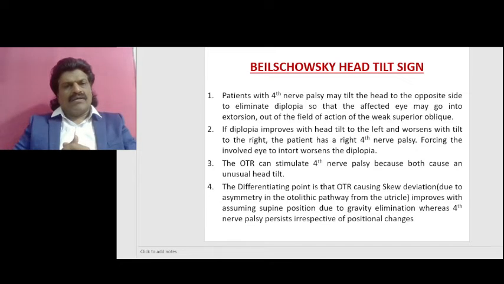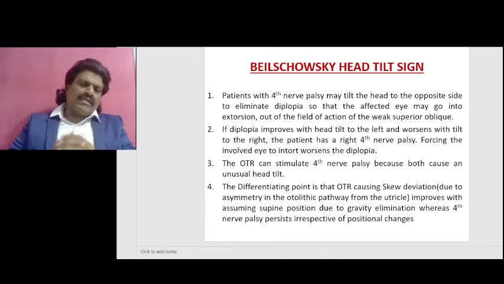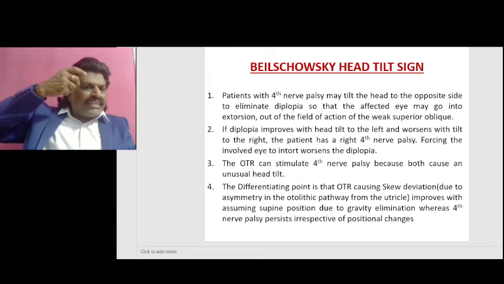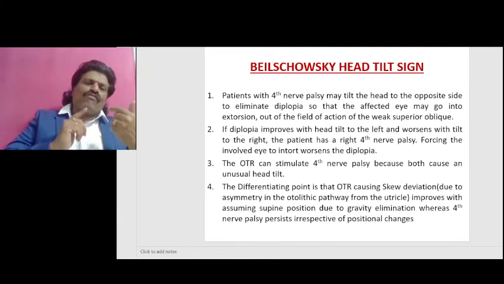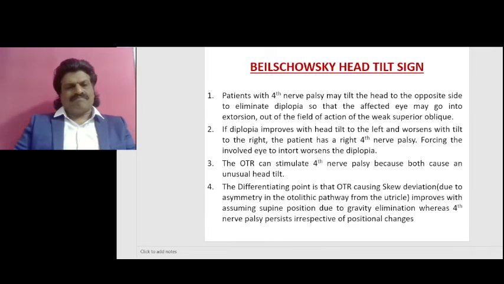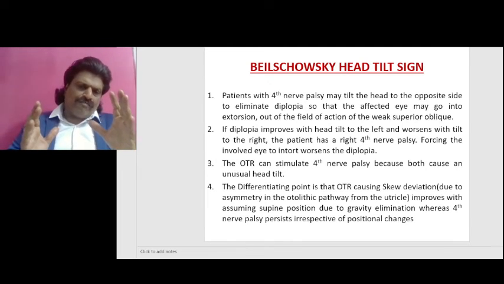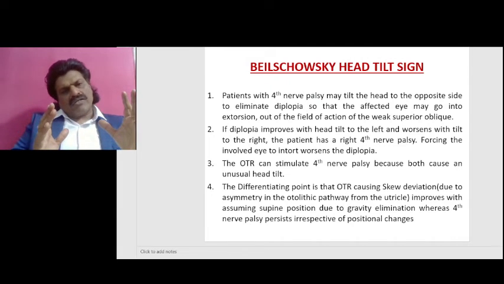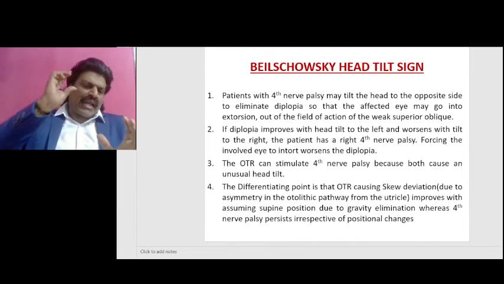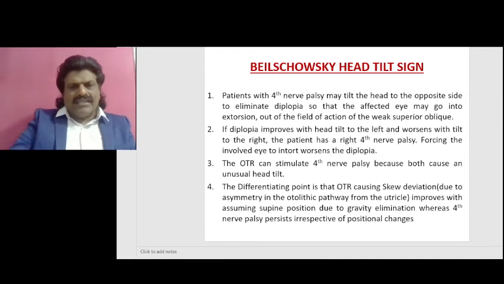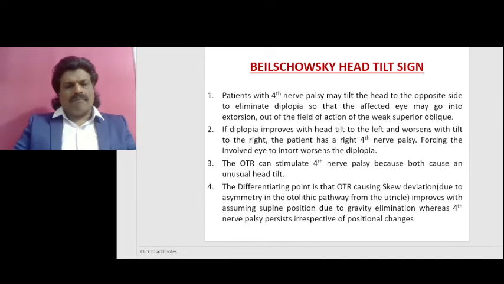So Bielschowsky's head tilt sign: patients with fourth nerve palsy may tilt the head to the opposite side to eliminate diplopia, so that the affected eye may go into extorsion out of the field of action of the weak superior oblique. If diplopia improves with the head tilt to the left and worsens with the head tilt to the right, the patient has a right fourth nerve palsy. Forcing the involved eye to intort worsens the diplopia.